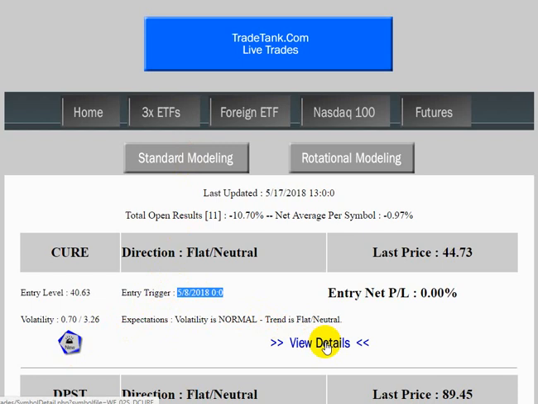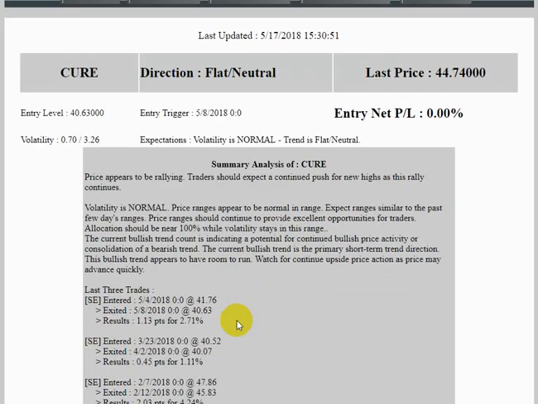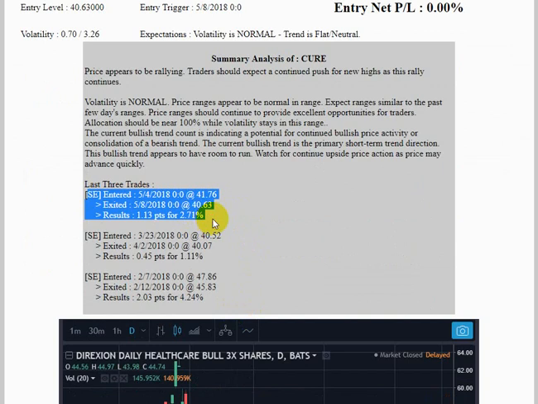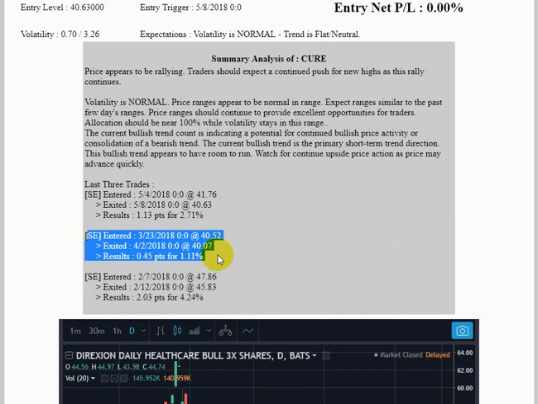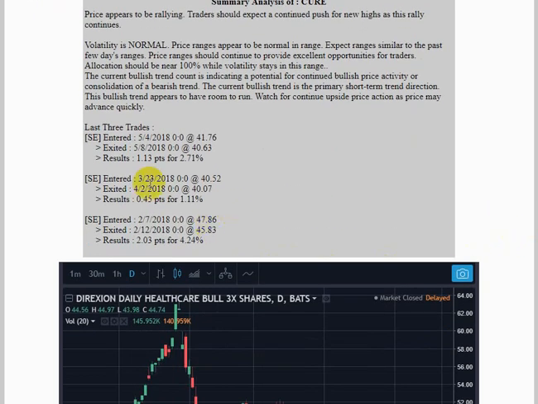If I view the details of this to see what the last trade was, I can see the report that is being generated by the algorithm, but I can also see the last trades. So the last trade was entered on 5.4 and exited on 5.8 for a total of 2.71% profit. The trade before that was entered on 3.23, exited on 4.2 for a 1.11% profit. And the trade before that, a short again, was entered on February 7th, exited on February 12th for a 4.24% profit. So you can see the trades as they're accruing.